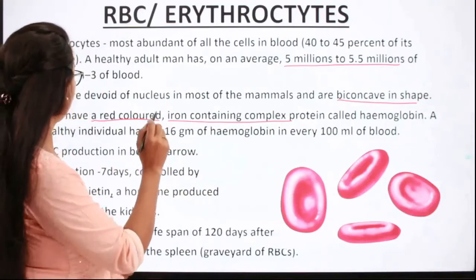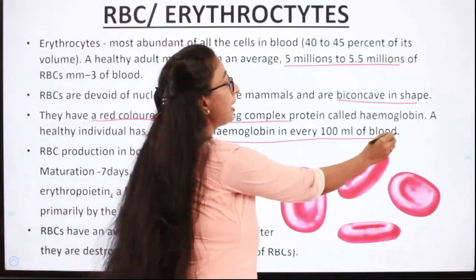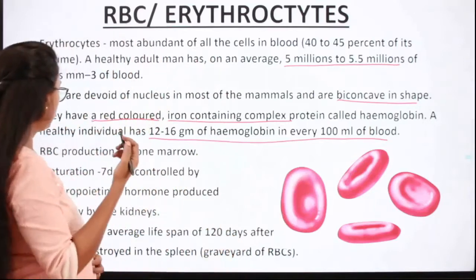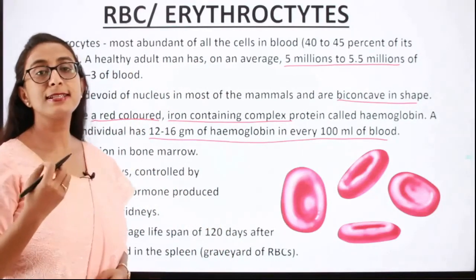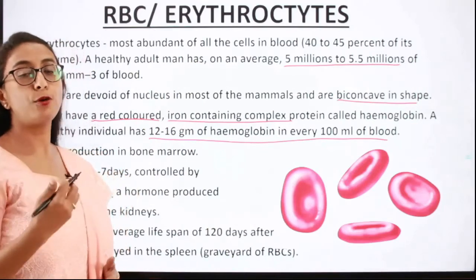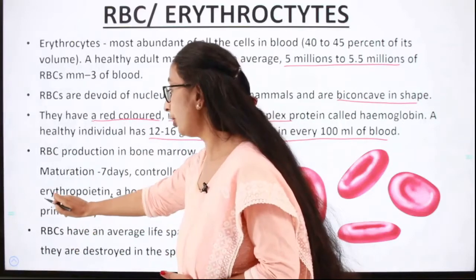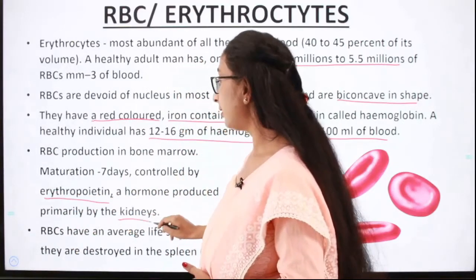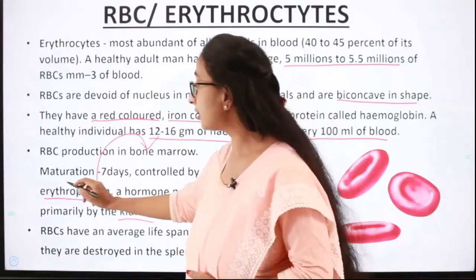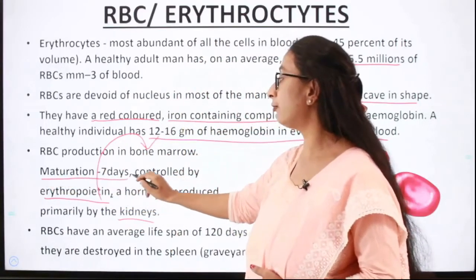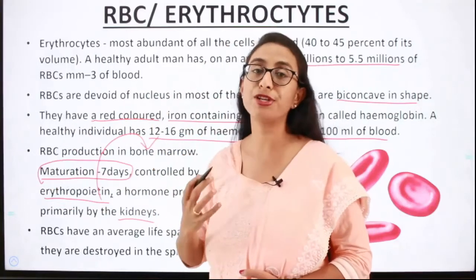Then you can also get a question on how many grams of hemoglobin is present in every 100 ml of blood. And you can also get a question on the production or the synthesis of RBCs in the bone marrow by the process of erythropoiesis. So what is the erythropoietin hormone, where it is secreted, and how it stimulates the production of bone marrow, and then what is the time which is needed for the maturation of the RBCs. So all of these can be potential questions.